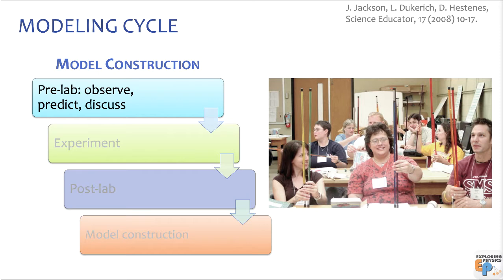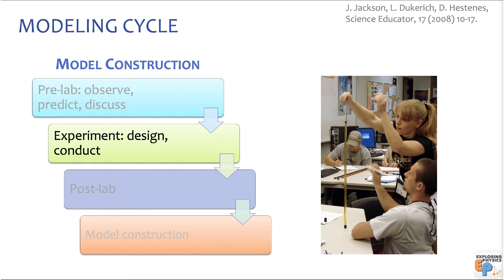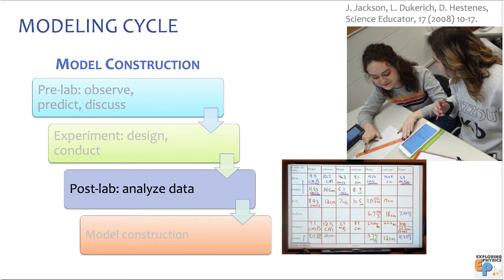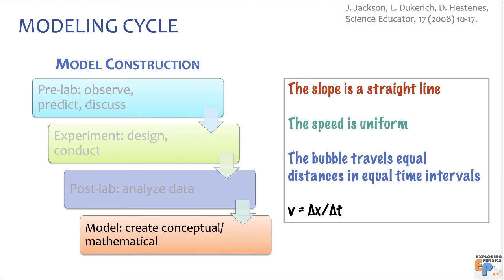They make observations, discuss them, make predictions, or figure out measurable parameters. They then design an experiment, share their ideas with the class, and figure out a consensus procedure for the experiment. They then conduct the experiment and take data. In the post-lab phase, students analyze the data and discuss their conclusions so that they can then create a conceptual or mathematical model of the phenomenon.